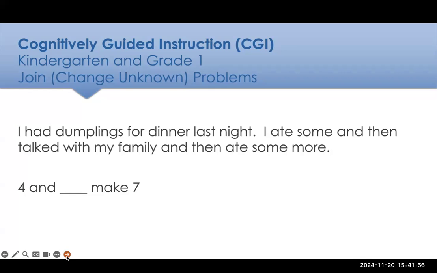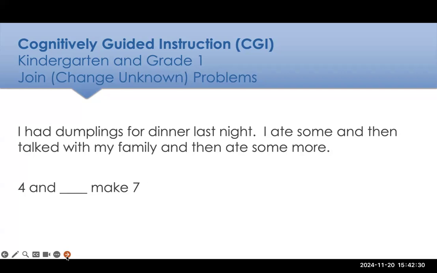And then I had them close their eyes, and I had them visualize that story and maybe try and remember a time where they had dumplings or something similar from their culture for dinner or for lunch or for dim sum or whatever it was. And so they've got this story and that movie playing in their mind. And then I added the numbers. So I had 4 dumplings for dinner last night. I ate some, and then I talked with my family, and then I ate some more, and I had eaten 7 by the end of dinner. So how many more did I eat after I talked with my family?